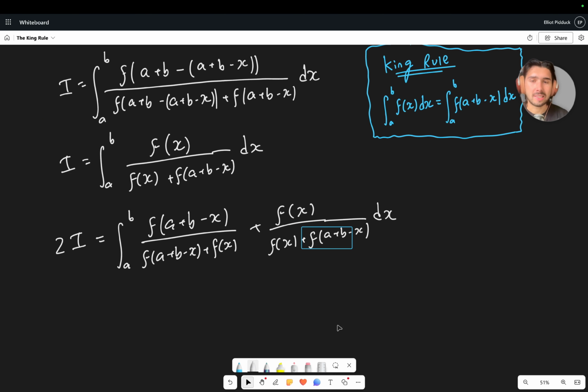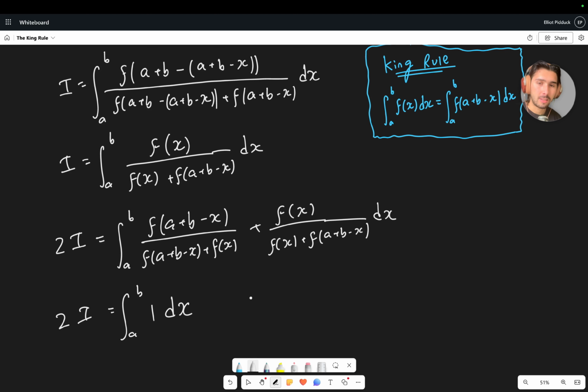Okay, and guys, you can see that if I write this as one big fraction, I do indeed just get the number 1, right? Because they have the same denominator, f of (a + b - x) plus f of x. That's the numerator. The denominator is f of (a + b - x) plus f of x as well. So this is the same thing divided by itself. So this is just the number 1 here with respect to x.